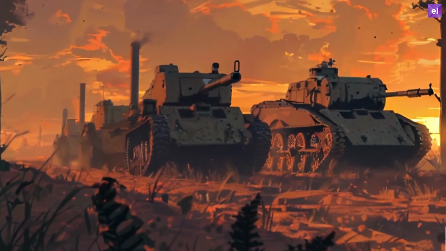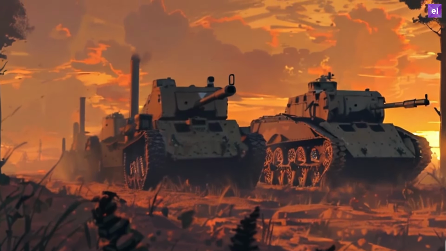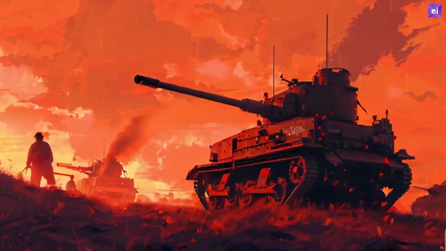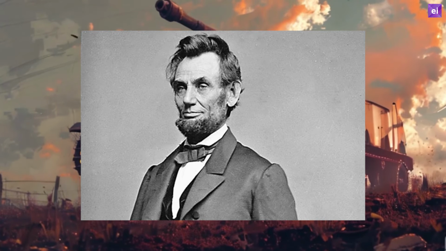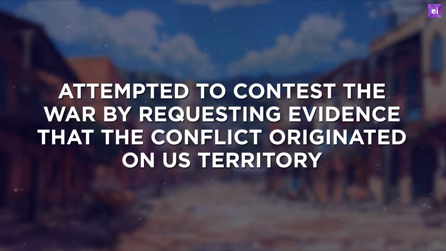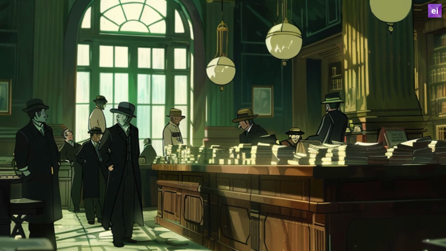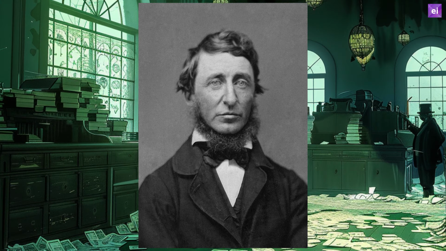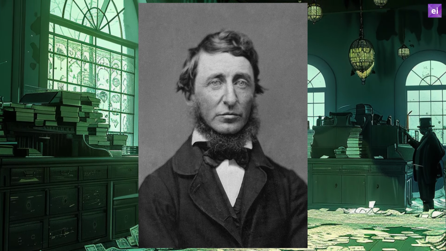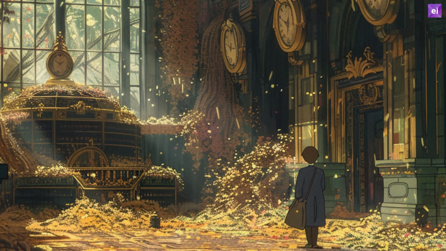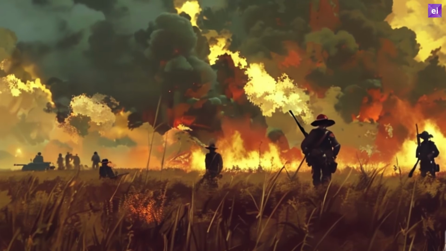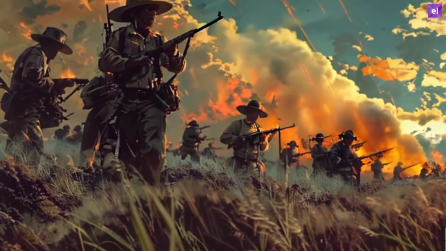Before these events unfolded, America was sharply divided over the idea of going to war with Mexico. Abraham Lincoln, serving as a U.S. congressman at the time, attempted to contest the war by requesting evidence that the conflict originated on U.S. territory. Meanwhile, the transcendentalist Henry David Thoreau practiced civil disobedience by refusing to pay federal taxes that funded the war, resulting in his imprisonment.